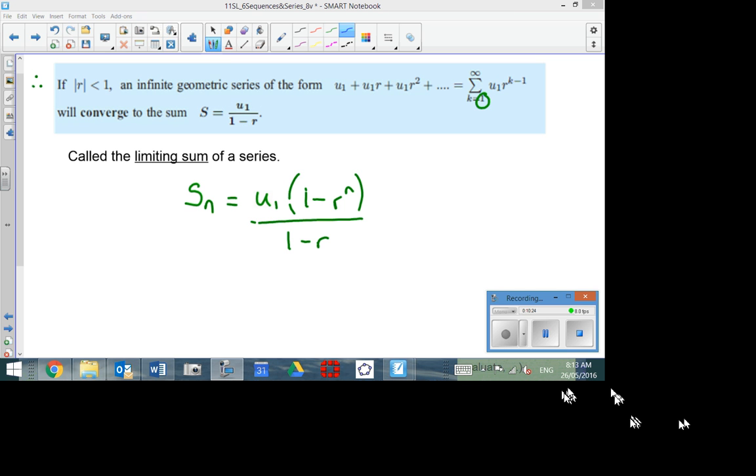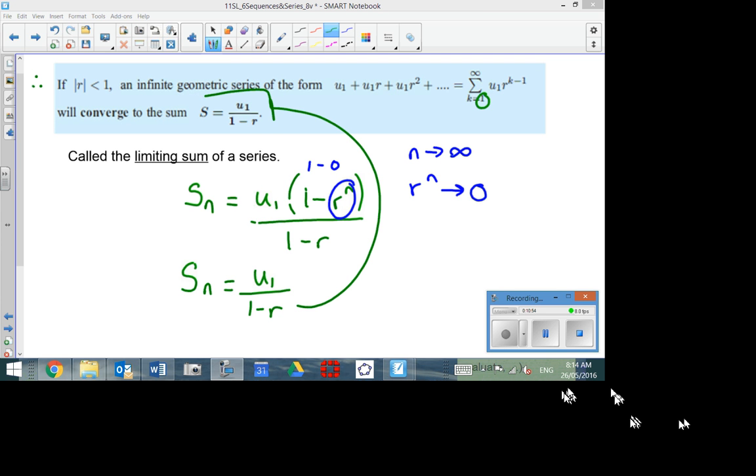Just to look at that in a little more detail, if your n goes to infinity, your r to the n, as we were discussing, is going to get so small that it's close to 0. So if r to the n goes to 0, then what you really have here is 1 minus 0. Therefore, we come down to u sub 1 divided by 1 minus r, which is the limiting sum of a series. So you are converging, or getting close to a limitation, whereas with the first example, we were diverging or going to infinity.